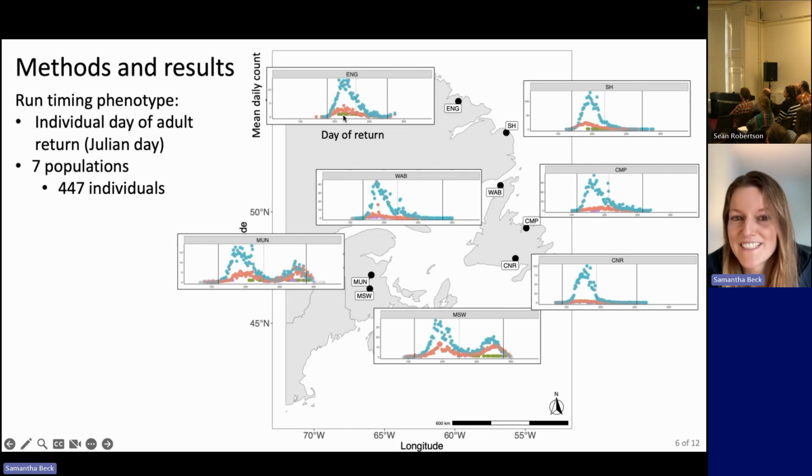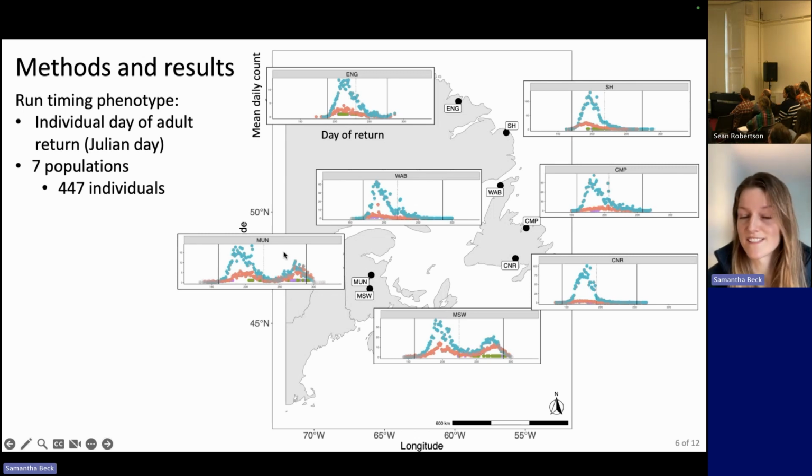And I don't know if you can really see, but there's a green line underneath, and this is where our genome samples were taken. So you can see they're mainly taken during the peak. I don't know if you can see my mouse, but yeah, most of them are taken within the peak of the run timing. But if we look at the Maritimes area, which are these two here, they have this bimodal run timing distribution, and this is where our samples are biased towards the latter half of the peak.